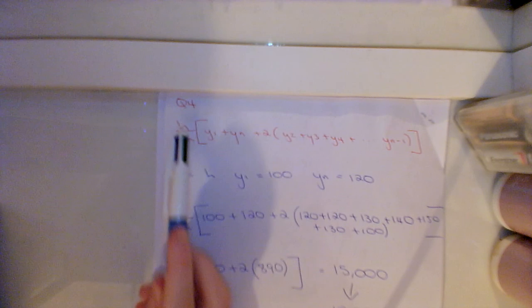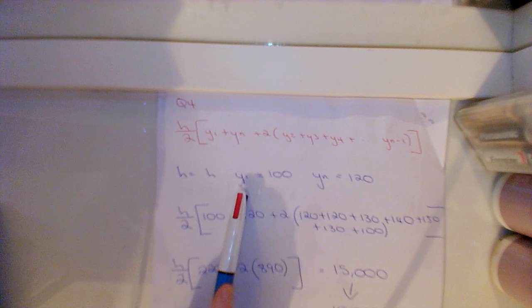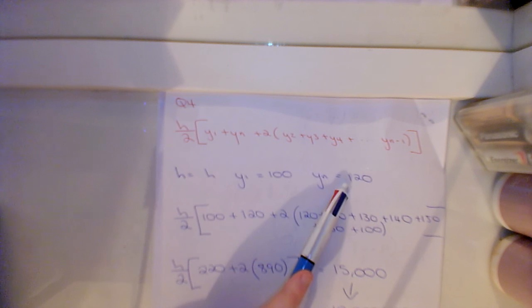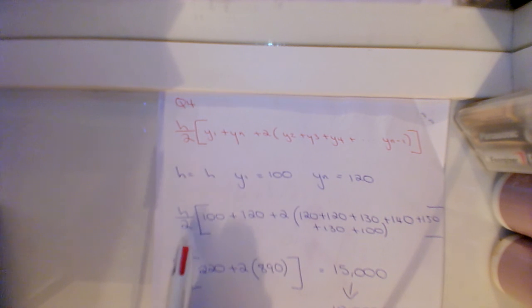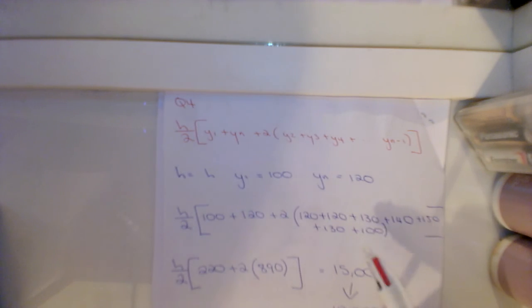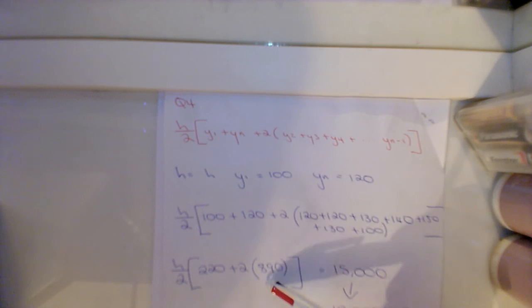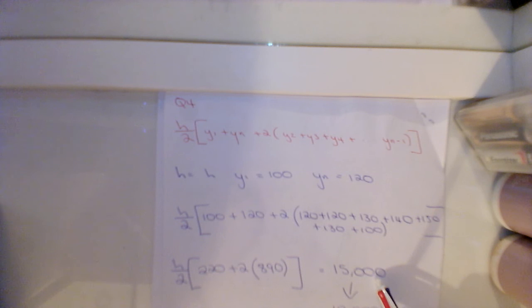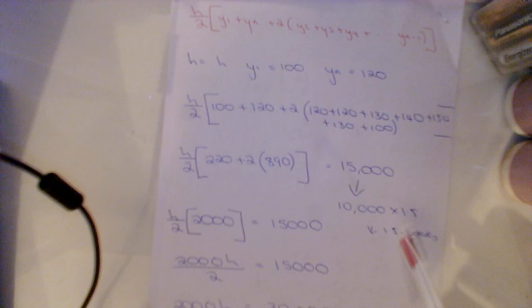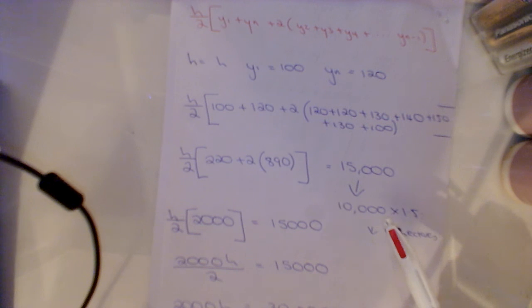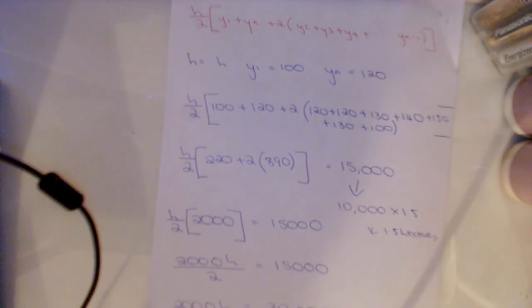Question 4 then, I have h over 2, my formula. So h is what I'm looking for. My y1 is 100, my yn is 120. Filling into my formula, I'll have h over 2 bracket 100 plus 120 plus 2 times all the values in the middle. I'll be left with h over 2 bracket 220 when I add these two together, plus 2 times 890. I was given that this was equal to 15,000. I got that 15,000 because I was told 1.5 acres, and I multiply it by 10,000. Then I'll have h over 2 bracket 2,000 is equal to 15,000.